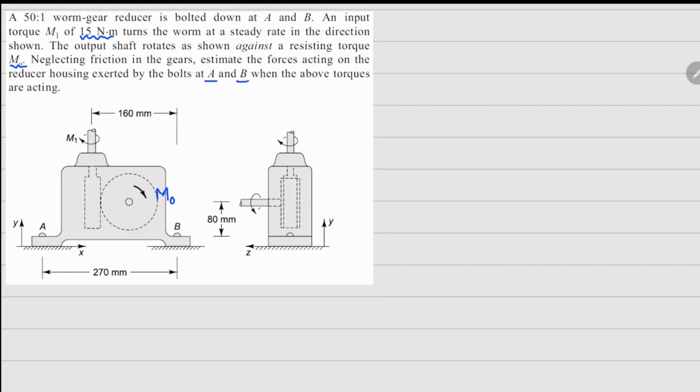So this torque right here is your output torque, and this one right here is M1. The coordinate system here is that this one is x, this is y, so this right here is going to be your z-axis. The input torque M1, if you notice, is acting in the negative j cap direction, and similarly your M output is acting in the negative k cap direction.